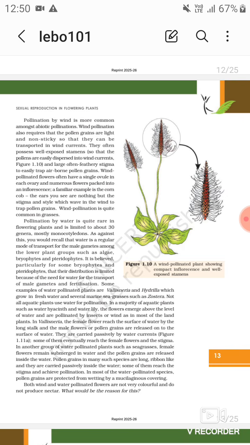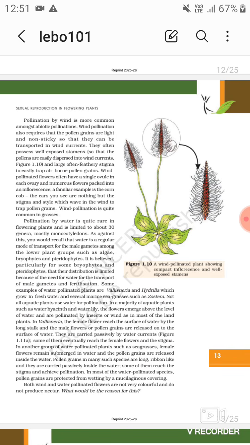Now, wind pollinated flowers often have a single ovule in each ovary and numerous flowers packed into an inflorescence. An example is the corn cob. The ears we see are nothing but the stigma and style, which wave in the wind to trap pollen grains. So stigma and style trap the pollen grains.